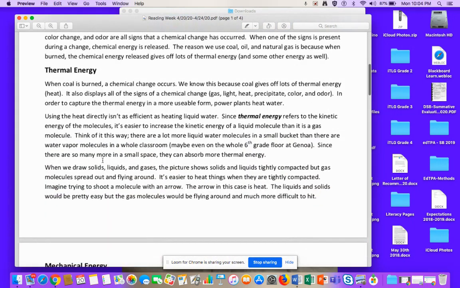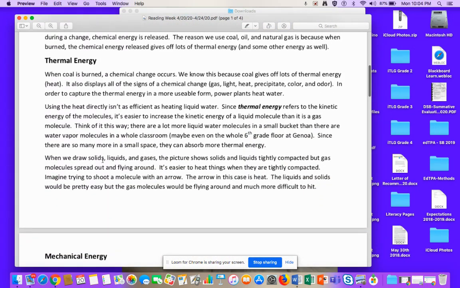Thermal energy. When coal is burned, a chemical change occurs. We know this because coal gives off lots of thermal energy. Heat. It also displays all the signs of a chemical change: gas, light, heat, precipitate, color, and odor. In order to capture the thermal energy in a more usable form, power plants heat water. Using the heat directly isn't as efficient as heating liquid water. Since thermal energy refers to the kinetic energy of the molecules, it's easier to increase the kinetic energy of a liquid molecule than it is a gas molecule.